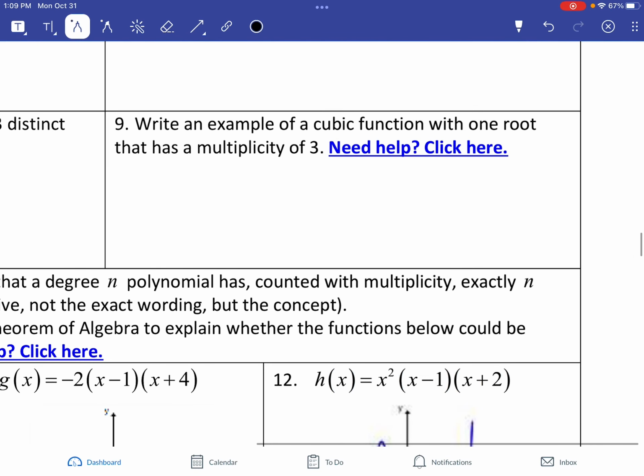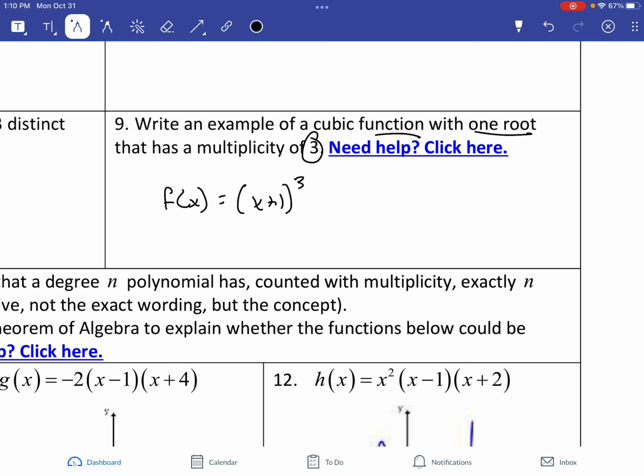Number 9. All right. Again, we're dealing with a cubic function, so we're going to write f of x. This time, you have one root, and it has a multiplicity of 3. So we can write down x plus 1 with a multiplicity of 3. There's your one root. This is your multiplicity of 3. You're done.